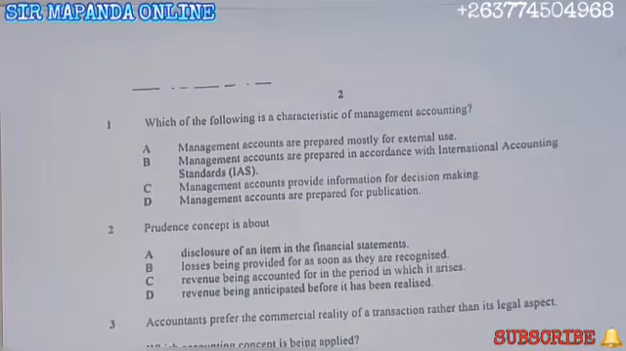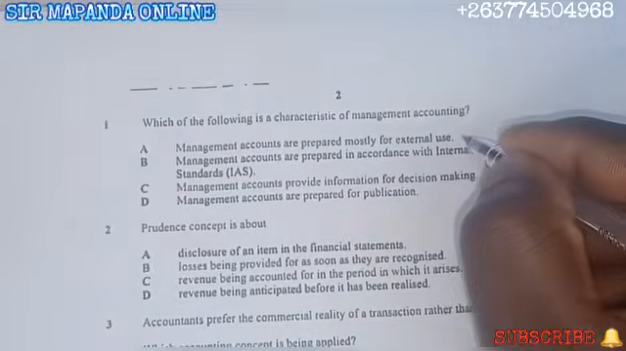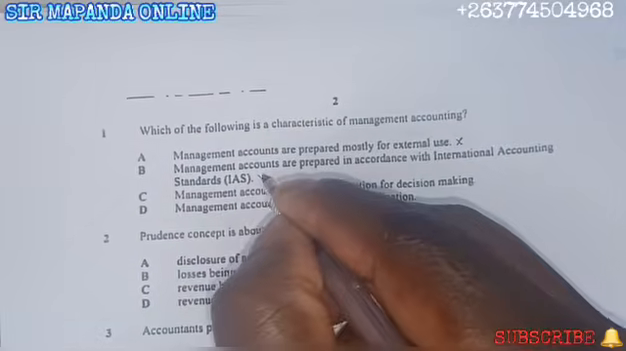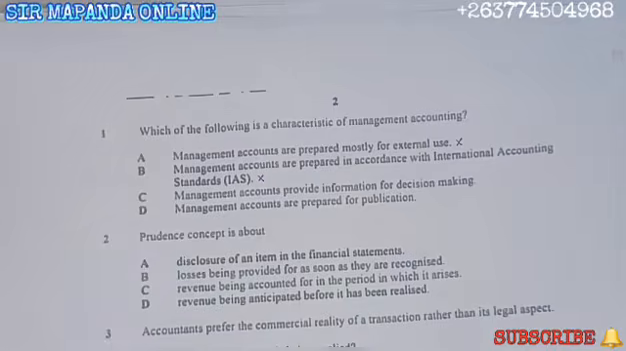Number 1, management accounts are prepared mostly for external use. This is wrong. Management accounting is prepared to benefit the management, which is internal use only. We move on to part B. Management accounts are prepared in accordance to international accounting standards. This is wrong. When preparing management accounts, we are not forced to comply with international accounting standards. Why? Because the information being prepared is for internal use only and not meant to be publicized.